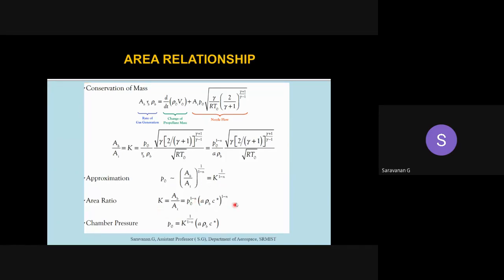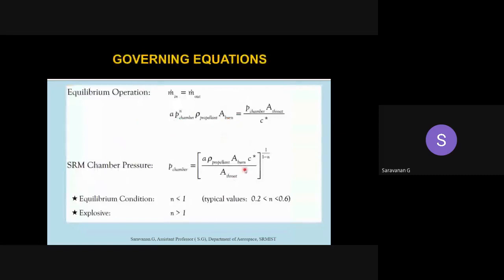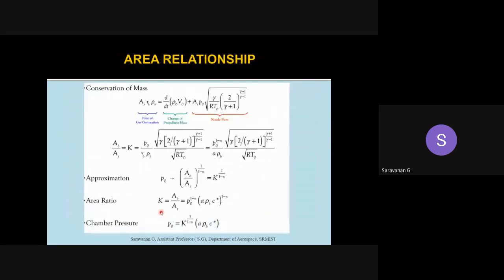So from the relation, after approximation of this concept, we can get the area ratio Ab/At = K = P0^(1/(1-n)) / ((a ρb C*)^(1/(1-n))). So you see, from all the previous relations, you can get K = Ab/At = (P0^(1-n)) / (a ρb C*)^(1/(1-n)).